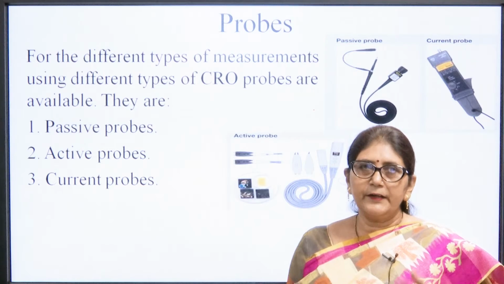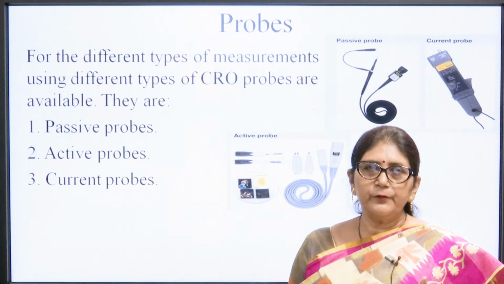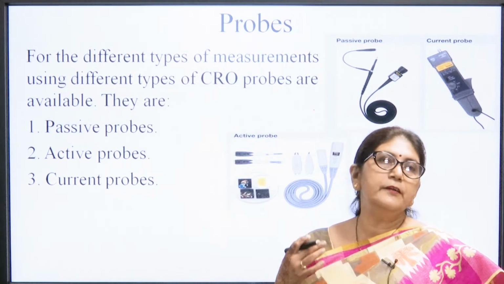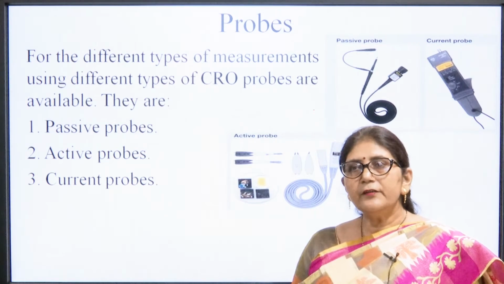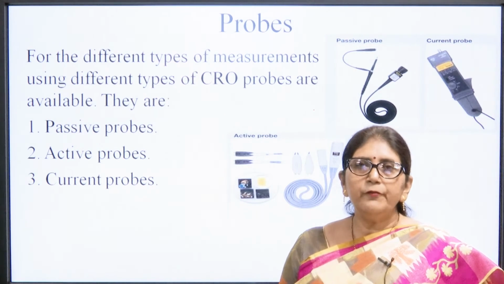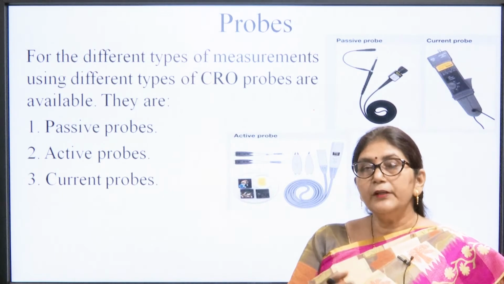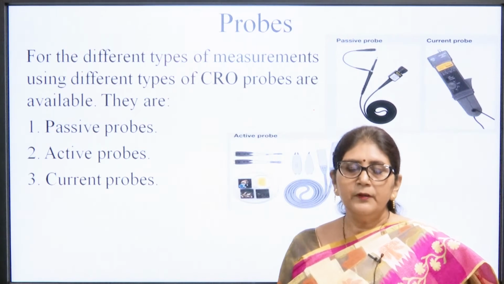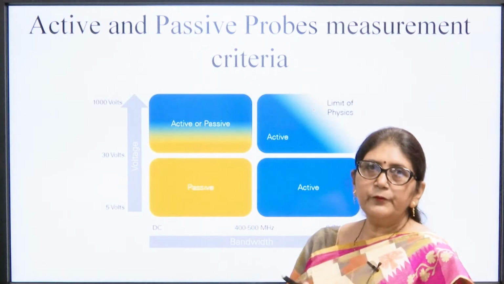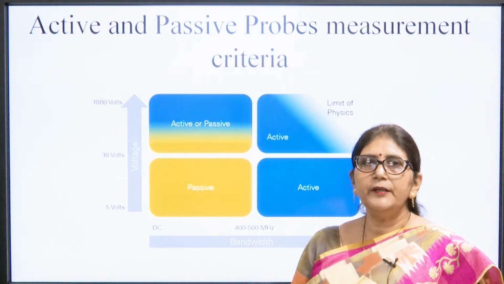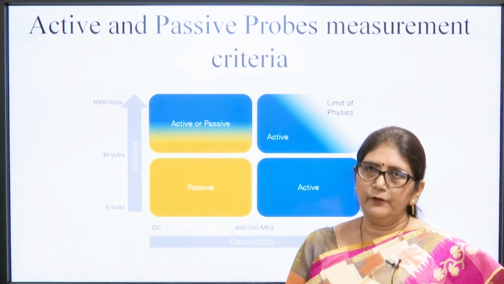Probes are active probes, passive probes, current probes, and apart from this there are more types of probes, like a differential probe. There is a different probe that is used for high voltage measurement, meaning if we want to measure a voltage of 1000 volts, then we have a high voltage measurement probe. Among these, the passive probes we can use for low voltage and low frequency.